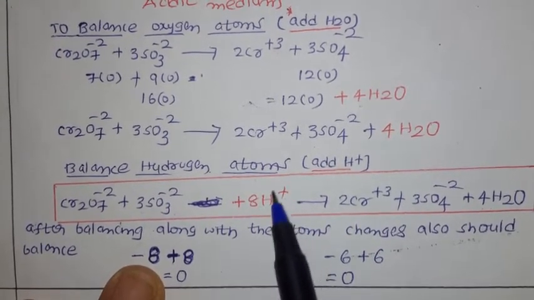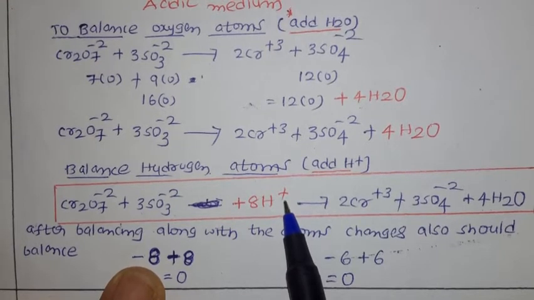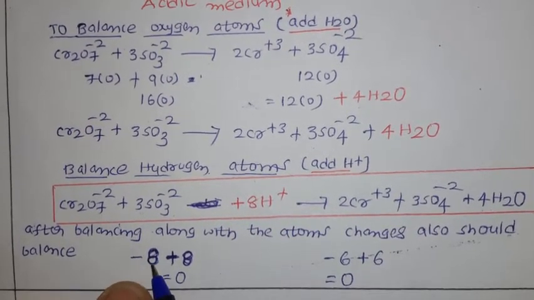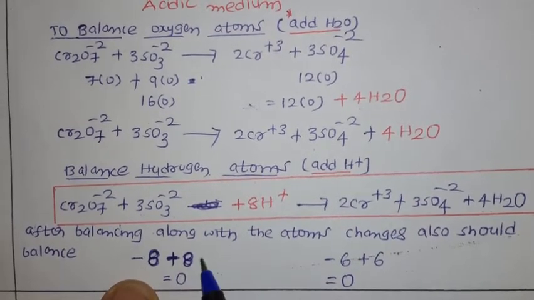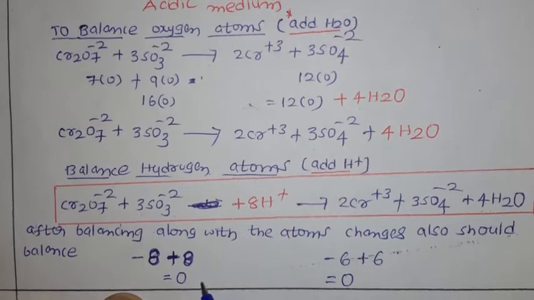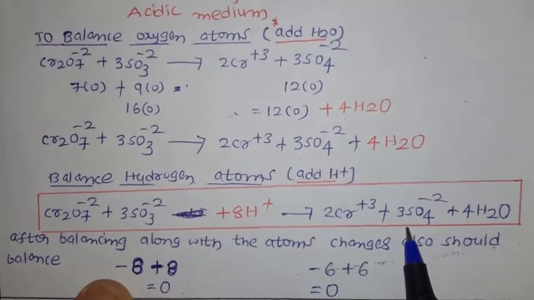Now we have the plus charge on the hydrogen. Total how many hydrogens are there? We have 8, so 8 plus. So minus 8 from these two, and plus 8 on this side. Total net charge is 0 on the reactant side. We got 0. Now come to the product side.